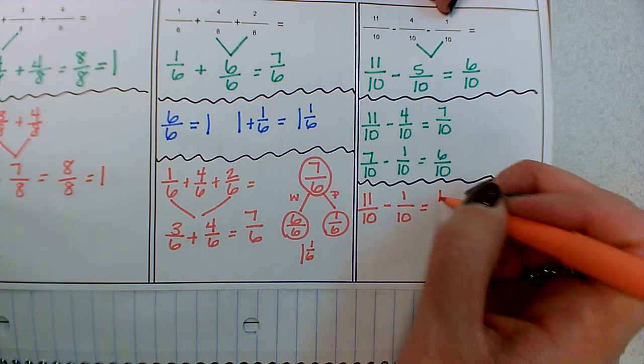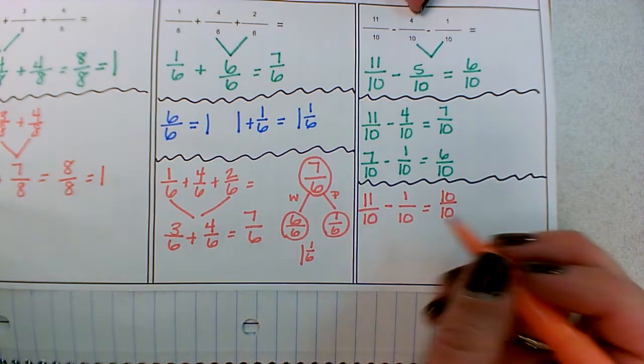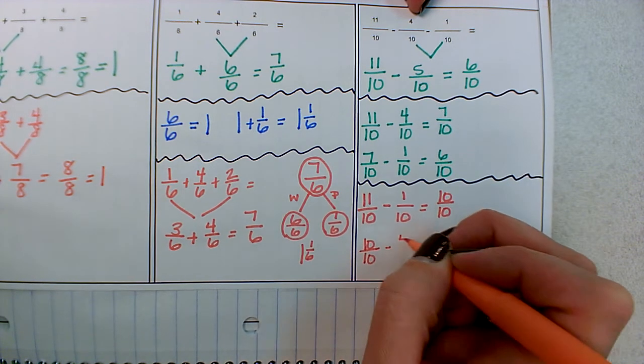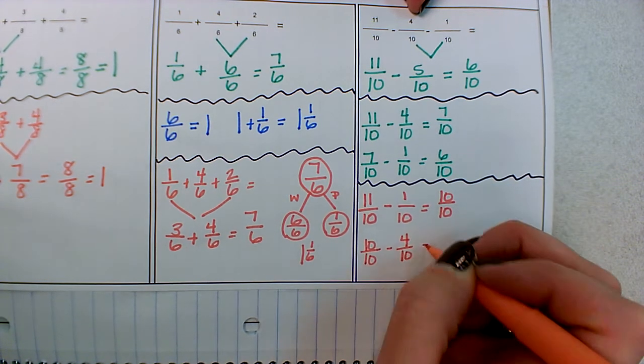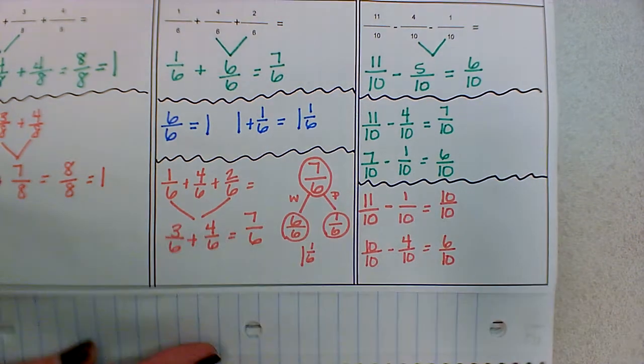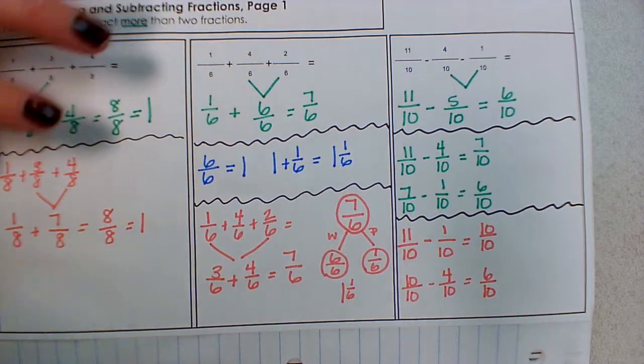And when I do that, I get 10/10. But I'm not done yet because I still haven't subtracted this 4/10. So we'll do 10/10 minus 4/10 equals 6/10. And there was my last strategy. So we've done an excellent job of using all different kinds of strategies so far.